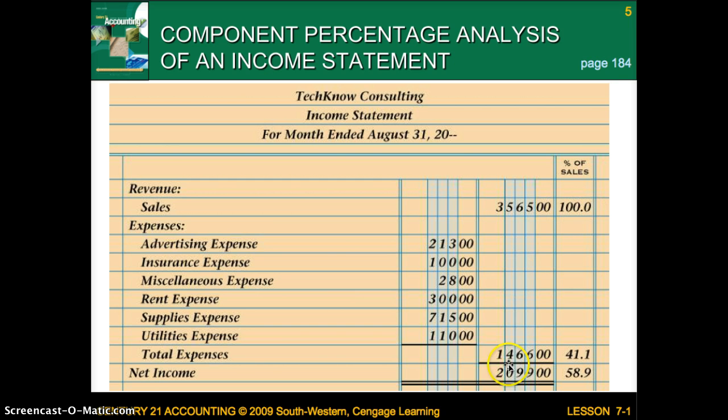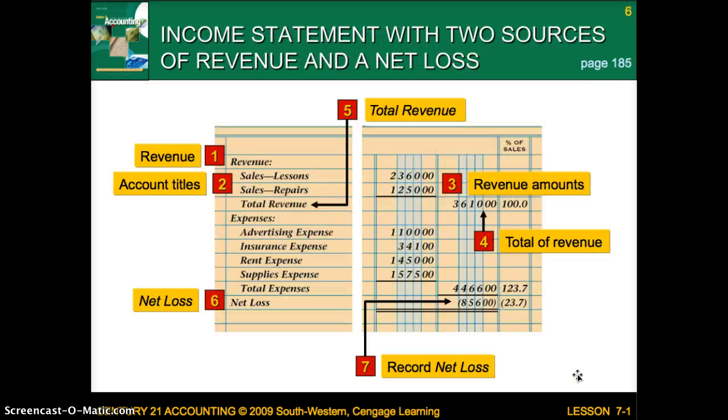Okay. Then you'll go down to your total expenses. You'll take this number, divide it into your sales number, and you'll have 41.1%. Okay. Then we'll take our net income, divide that into our sales, because it says percentage of sales, and you'll have 58.9%. Okay. Income statement with two sources of revenue and a net loss.